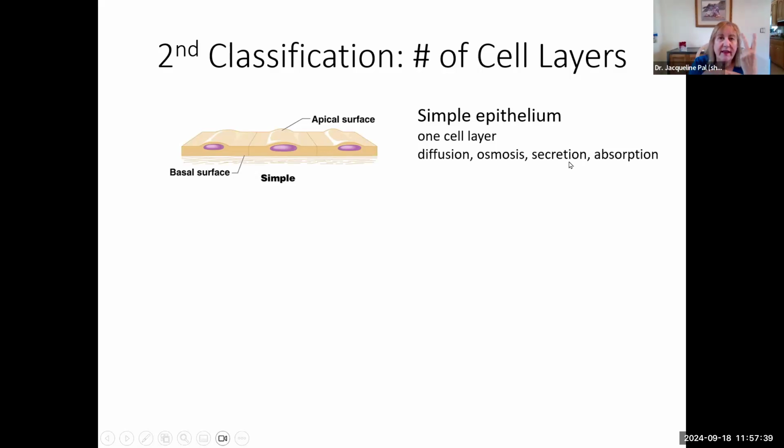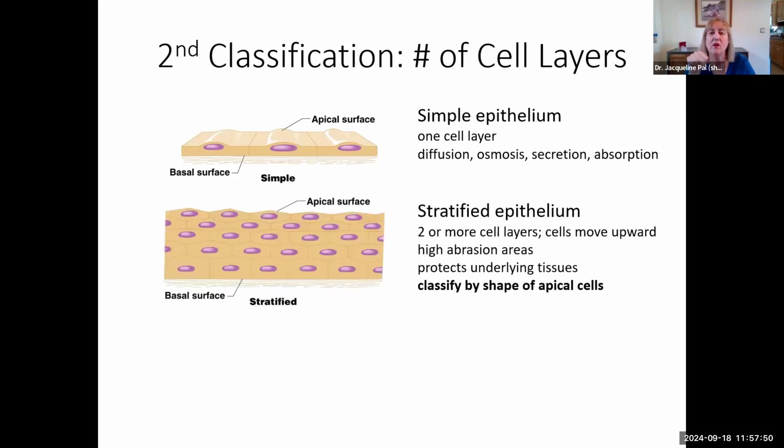Then we start counting. If we get to 2 layers, or if we get to 20 layers, or if we get to 2,000 layers, which we're never going to have. Once we get to 2 cell layers or more, we no longer use the word simple. We're going to use the word stratified. And cells are going to move from the basement membrane where they are formed, and they are going to move towards the surface. And the surface cells is the apical layer, and down at the basement membrane, that's called the basal layer. And we're going to have stratified epithelium in areas where we have abrasion.